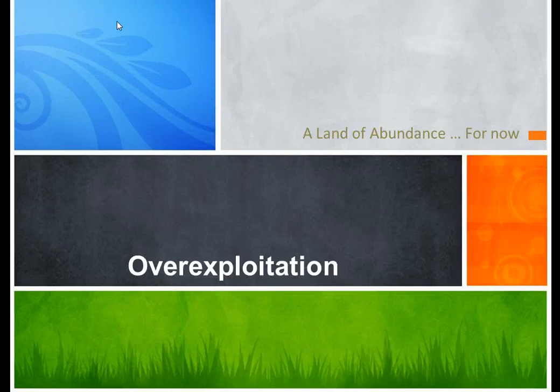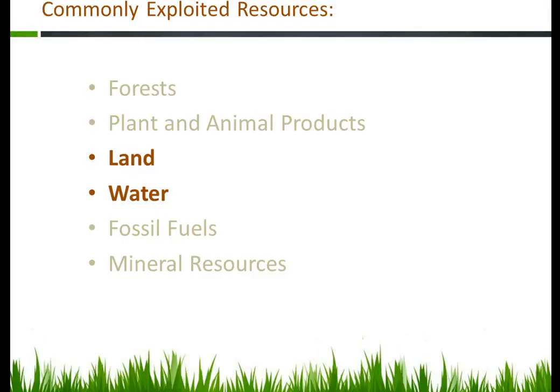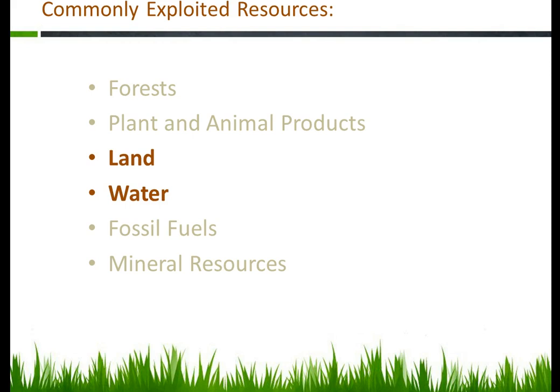This is the second part of our conversation about overexploitation, and in this segment we're going to focus on land and water resources. That's really what we've been talking about in terms of usage in our agriculture unit, but now we want to focus on the things that occur when you are overusing your land and your water resources. So land and water, and again, don't forget, we'll talk about fossil fuels and mineral resources later on in the course.